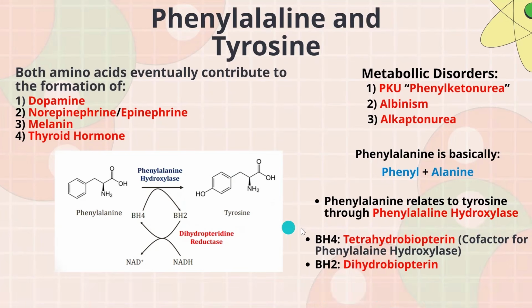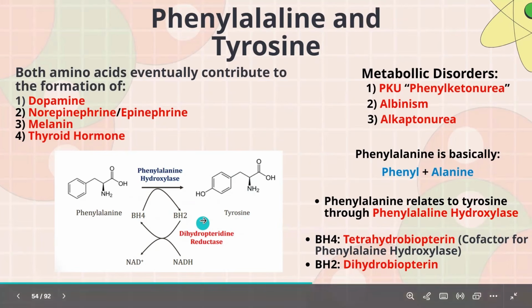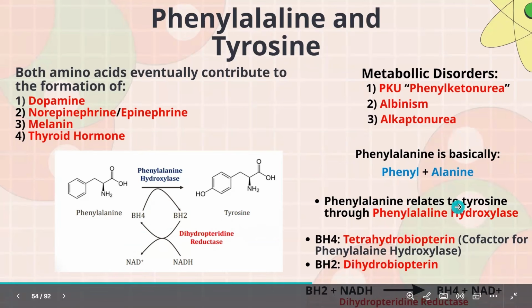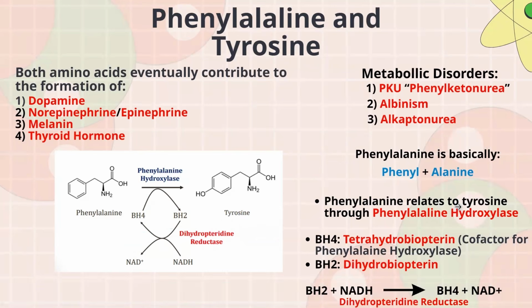And why is this important? Because if our body requires higher amounts of tyrosine, something has to allow BH2 to reform into BH4, and that is dihydropteridine reductase. Basically, the steps here: it takes BH2 and NADH, and using the enzyme dihydropteridine reductase, it forms BH4 and NAD+. So yeah, that's about it.